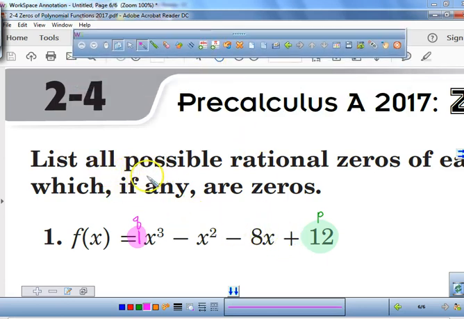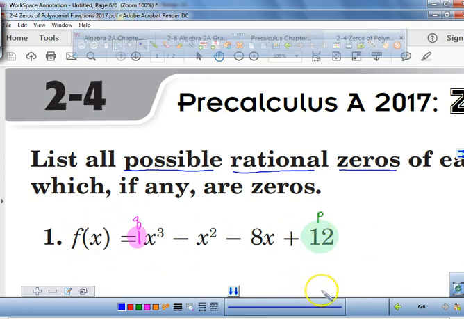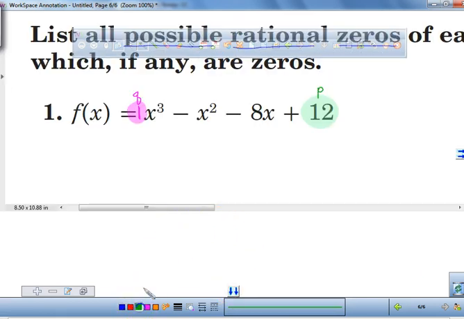Looking at how to find all the possible rational zeros of a polynomial function. I want you to highlight the number in front of the x cubed, the leading coefficient, and then highlight the constant at the back. Label the constant at the back p, and the leading coefficient in front of the x cubed, label that q.